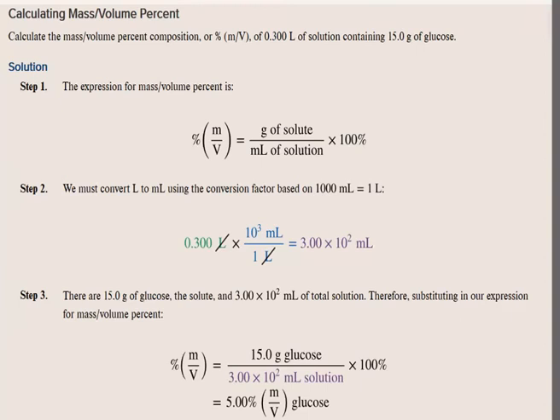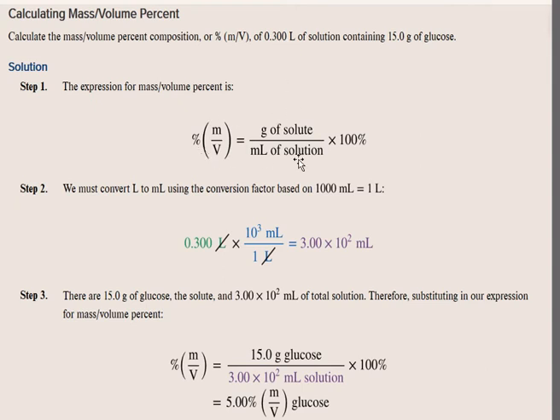Here is an example of a problem where we find the concentration of a solution, the mass by volume concentration of a solution, where our solute is glucose: 15.0 grams of glucose dissolved in a total volume of 0.300 liters.